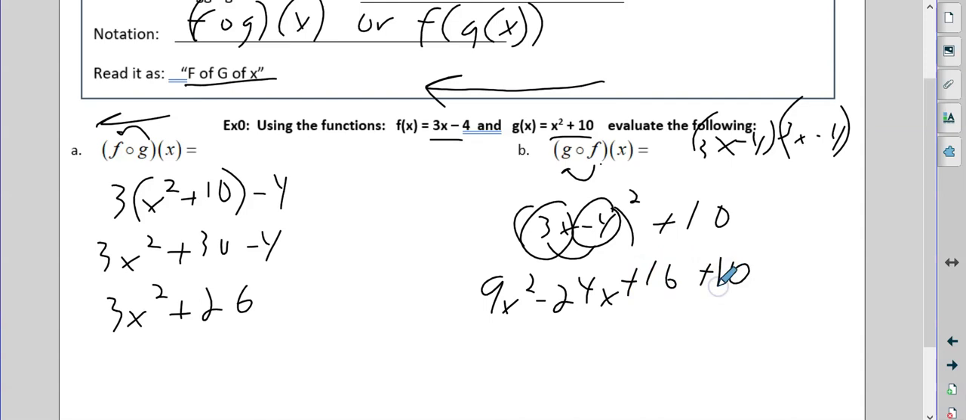And there's the plus 10. Join like terms. 9x squared minus 24x plus 26.